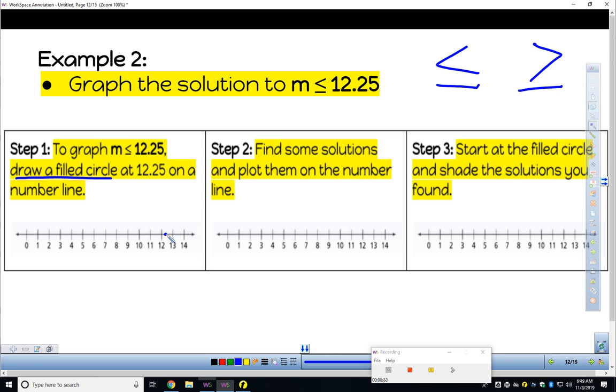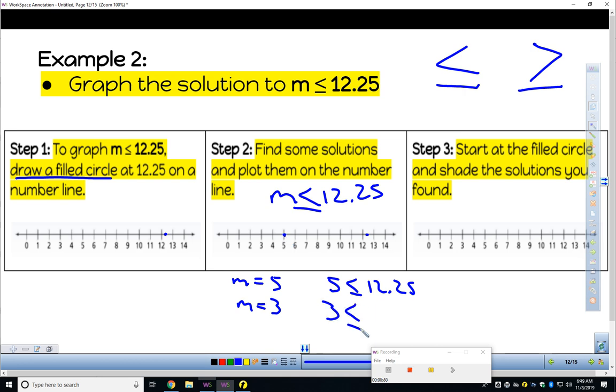So what I'm looking for right now, again, here's my filled-in circle. I'm looking for some values that are less than or equal to 12 1/4, 12 25/100. So I might walk 5. I might walk 3, right? So would you say that 5 is less than or equal to 12 1/4? Yes, I would. Would you say that 3 is less than or equal to 12 25/100? Why, yes, I would.